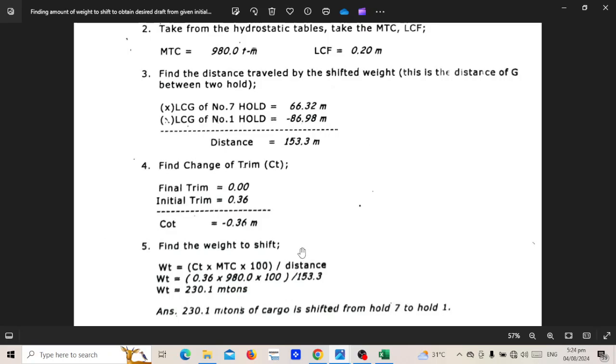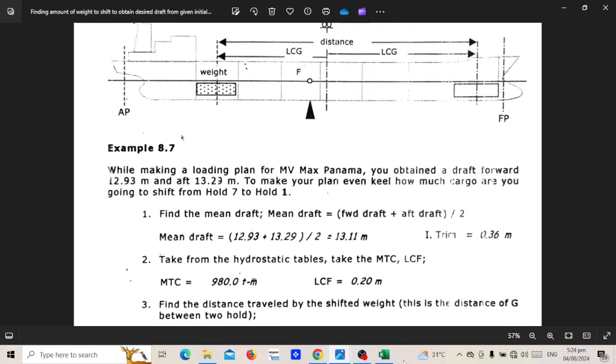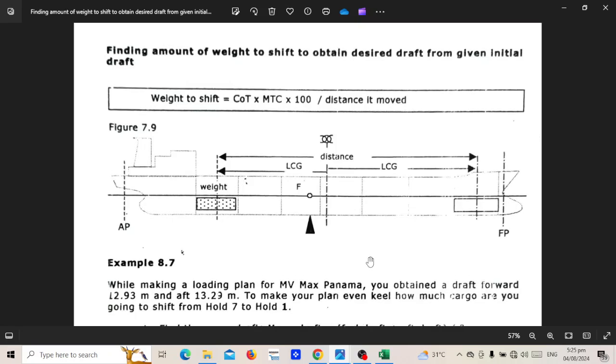Okay, so this is just a simple problem, and you will only just visualize how much weight and where we are going to ship the cargo from hold number 7 to hold number 1. So this is just a simple presentation, guys, of shifting of cargo.